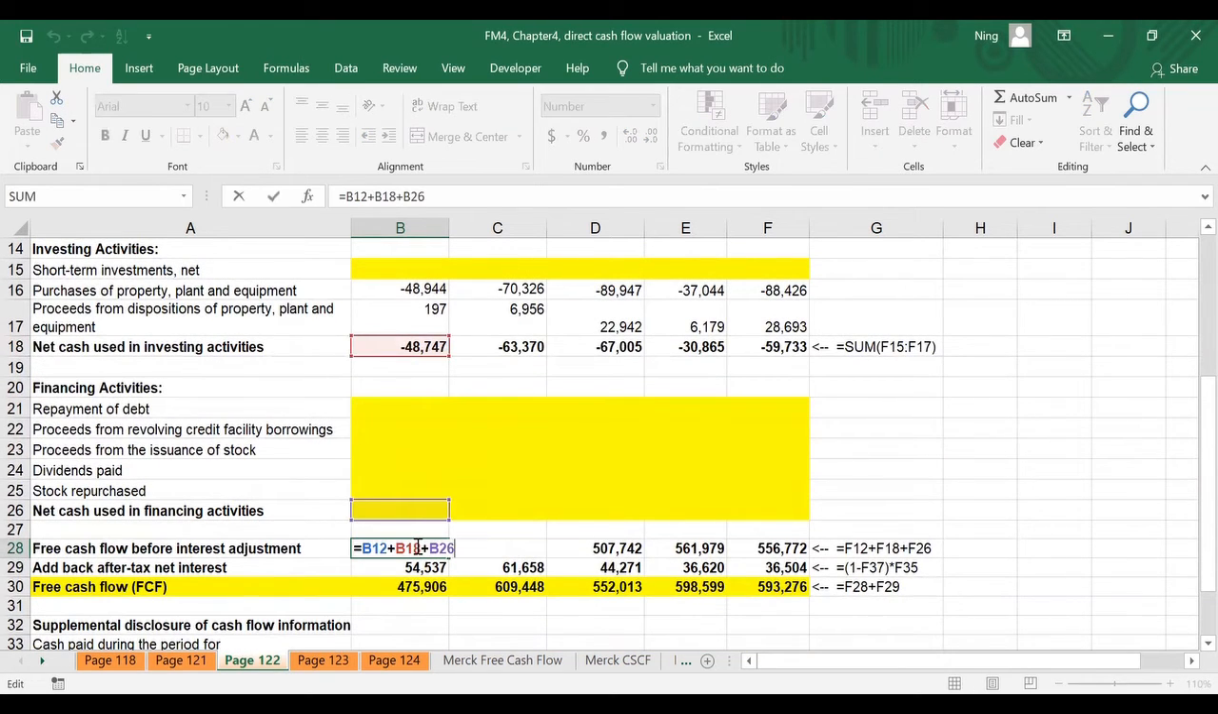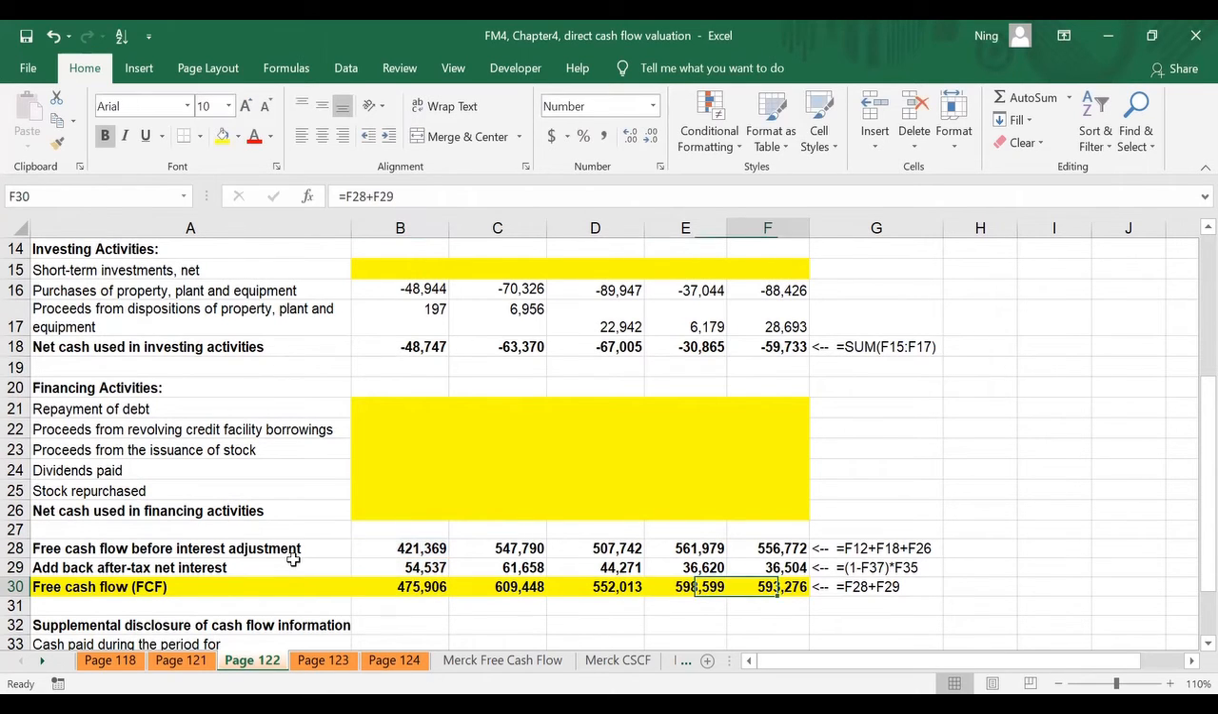By summing up all the free cash flows under each category, I computed the free cash flow before interest adjustment. The word unlevered in unlevered free cash flow implies that it's a free cash flow before the payment of debt. So you do need to include the after-tax interest on debt as part of unlevered free cash flows. Therefore, we'll add back after-tax net interest to the total free cash flow estimated from the cash flow statement. And then we'll have unlevered free cash flow, like this line here, befitting the definition for unlevered free cash flow.